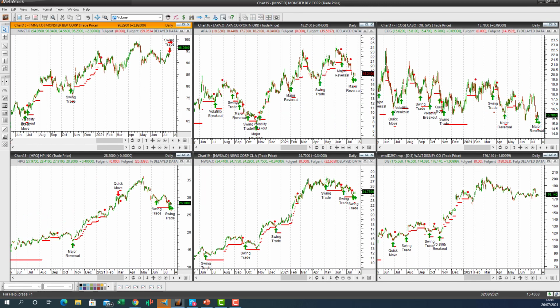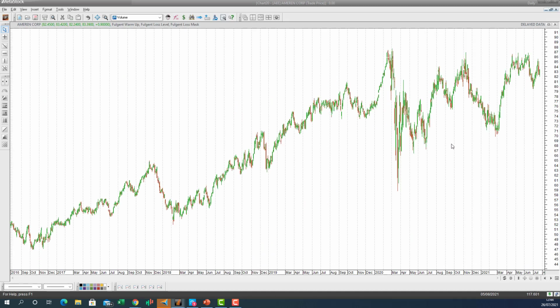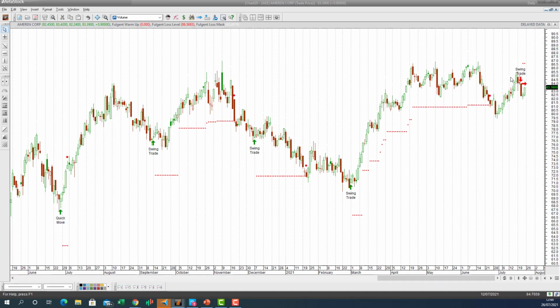The next one, Lamb Weston, is another short position, which is interesting. We'll see how this one pans out. If it loads. There we go. Swing trade short, to the downside, stop loss is 86 up there. So it will be interesting to see if this one pans out.